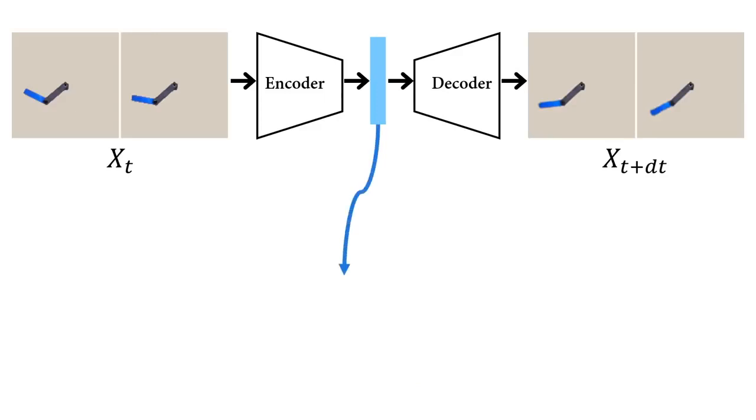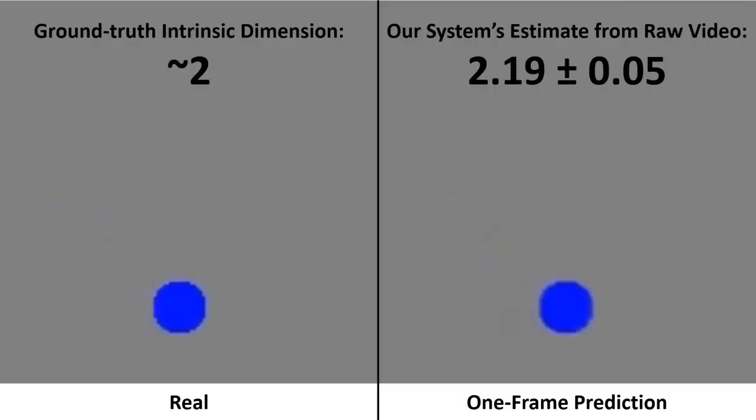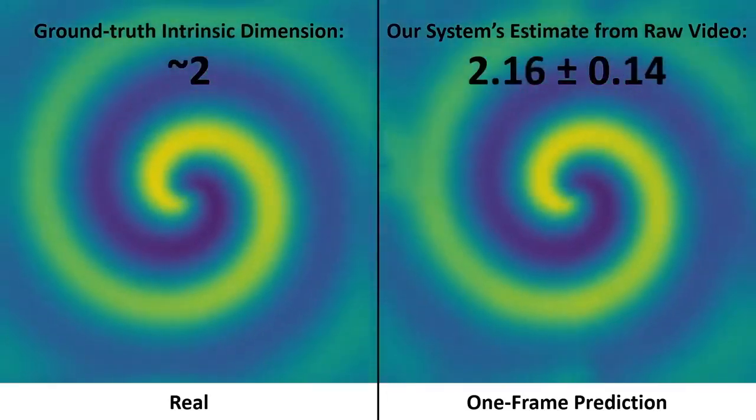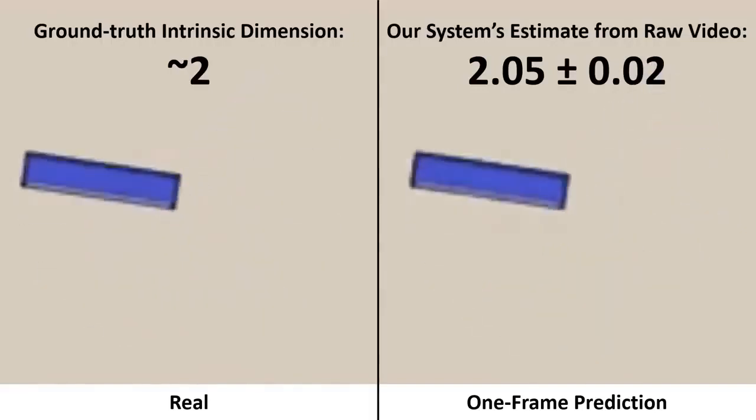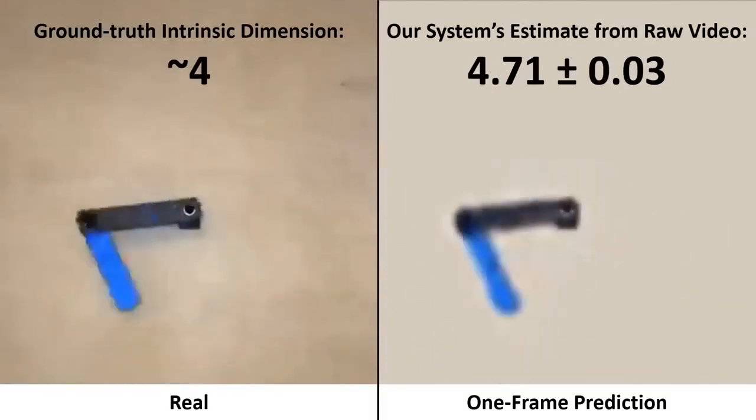Our key insight is that traditional intrinsic dimension estimation algorithms that utilize geometric structures of the embedding vectors can produce accurate estimation when applied to our bottleneck latent features. Our solution can automatically discover the intrinsic dimension from the relatively low-dimensional latent vectors, and our approach only requires a one-time training setup. Here, we show some results when we applied the Levina-Bickel algorithm. The video frames show the one-time prediction results from our autoencoder network. The intrinsic dimension estimations are based on the latent vector produced by the same network.